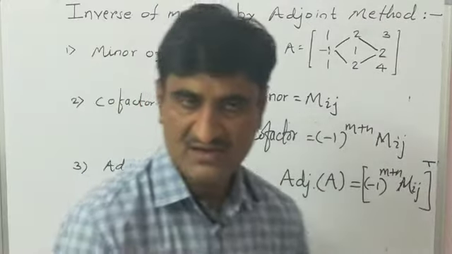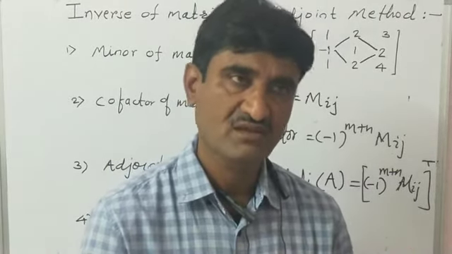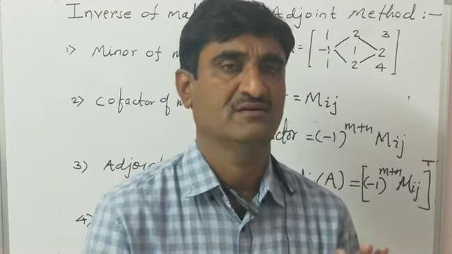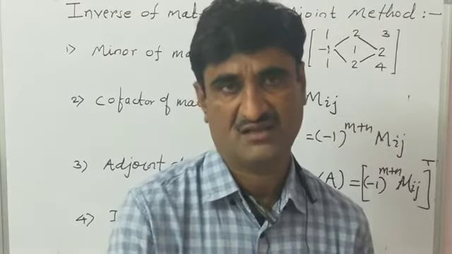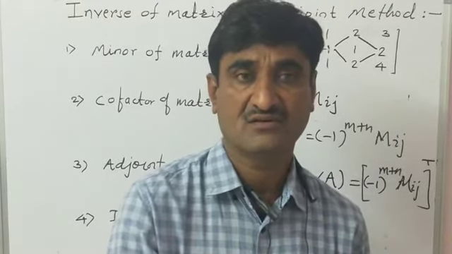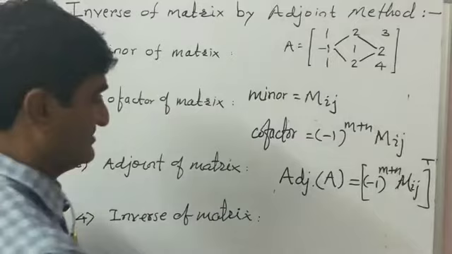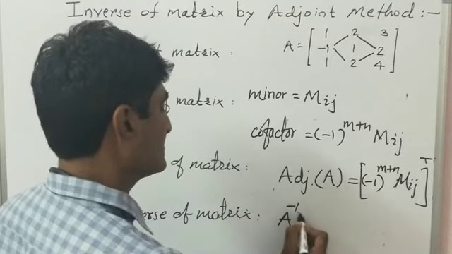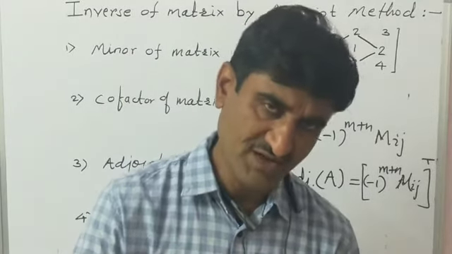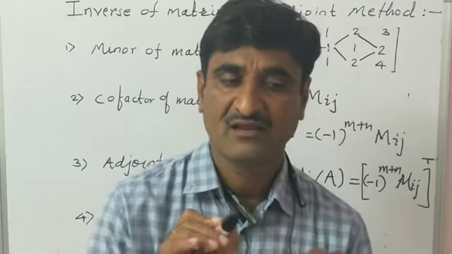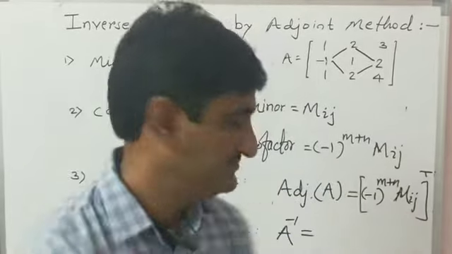Here all our ideas will be cleared in one example. When we solve one example, we first find the minors, then the cofactors, and then the adjoint. How to find the adjoint? By taking the transpose of the cofactor matrix. And now the inverse. A inverse is equal to the adjoint matrix divided by the magnitude of the matrix. Means in this way.